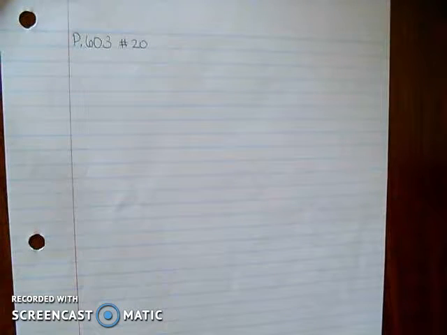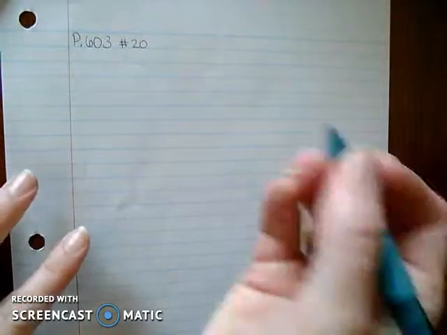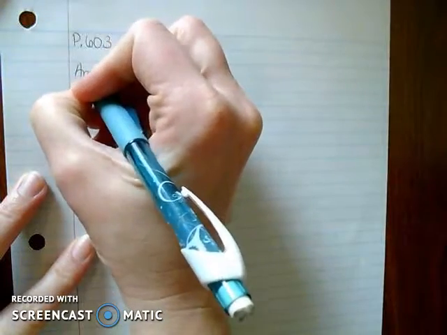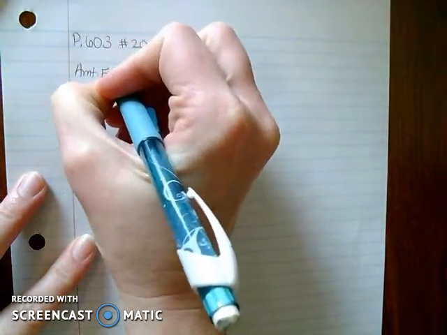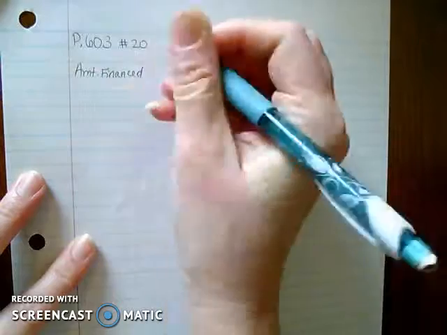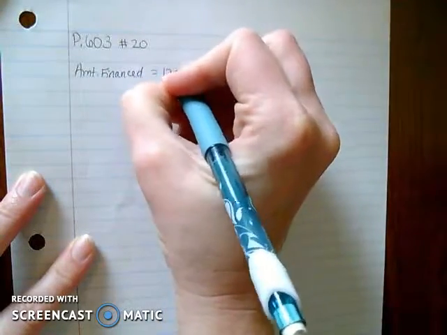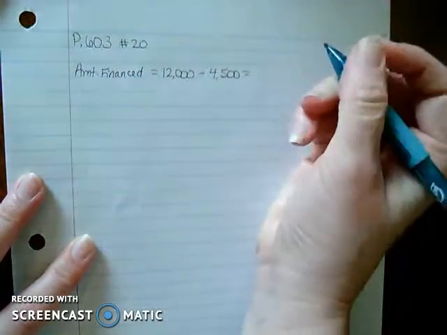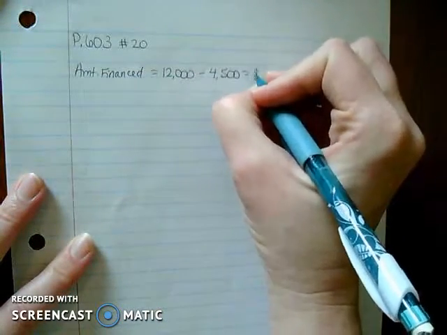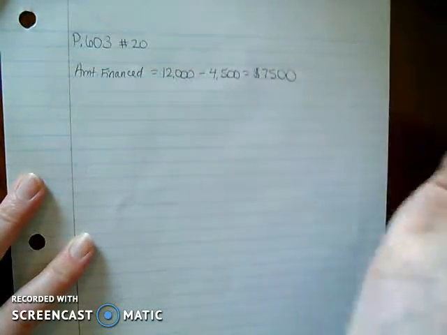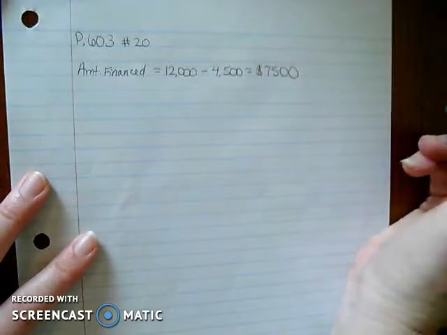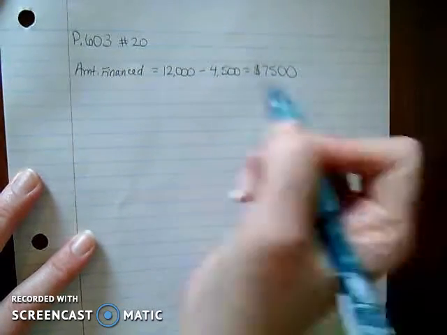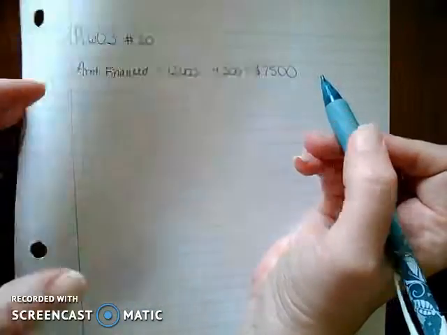What they tell us is that he's going to spend $12,000 on a motorcycle, but got $4,500 as a trade-in. So first of all, the amount we're going to finance. Instead of having to find a percent, we just get to subtract. So $12,000 motorcycle minus the $4,500 trade-in gives us $7,500. That's not part of the question, but that's something you're going to have to figure out in order to answer the rest of the questions. Okay, so we financed $7,500.